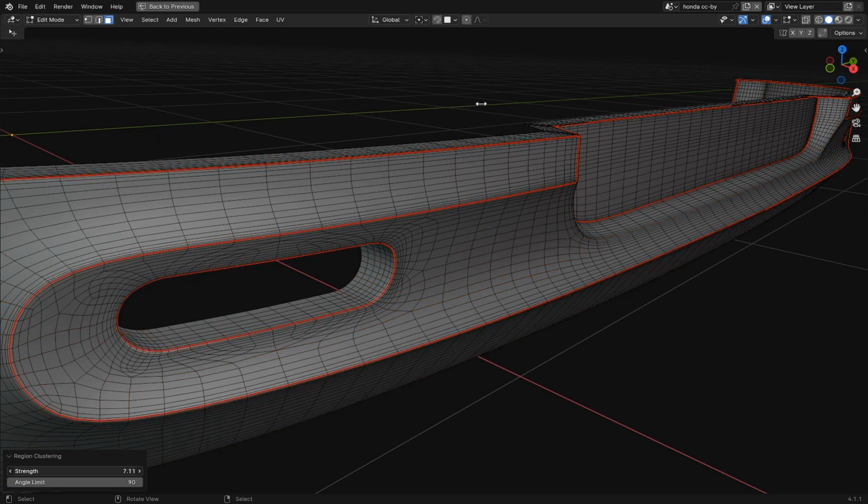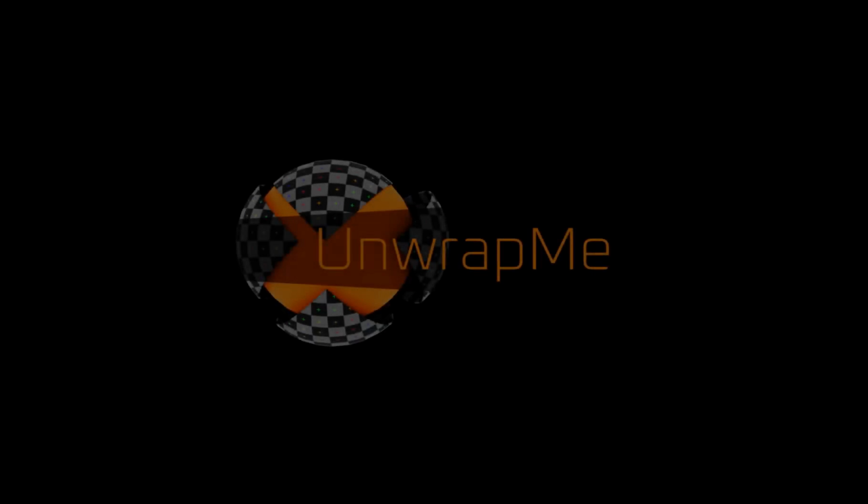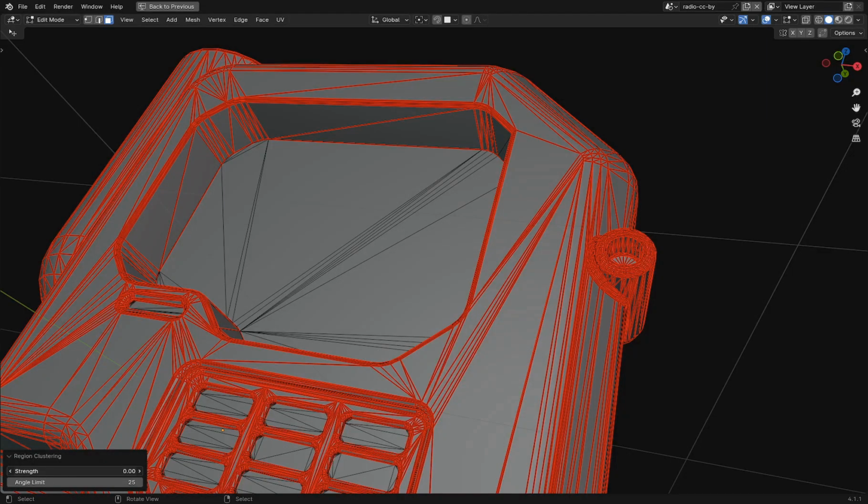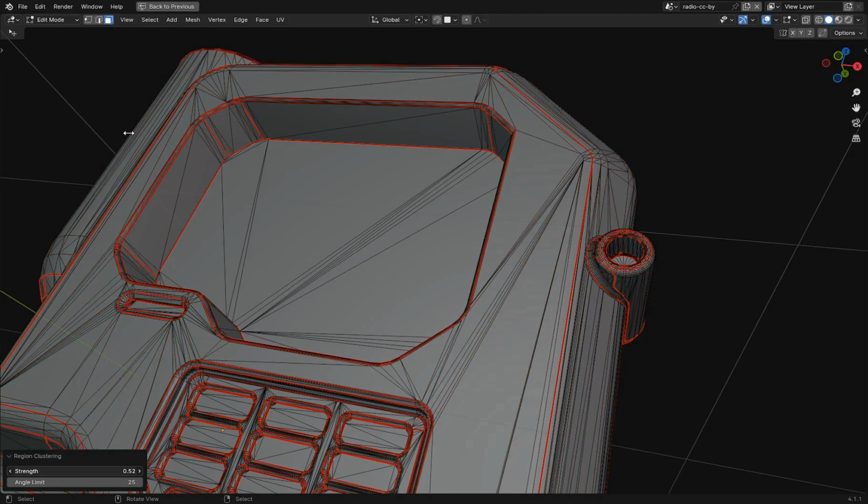Unwrap Me uses a unique algorithm that lets you seam an entire mesh or grow seams around specific face selections for total control. It intelligently limits stretch error, resulting in low distortion maps that are ready for professional texturing. It even handles complex CAD models and meshes with bad topology that usually break other tools.